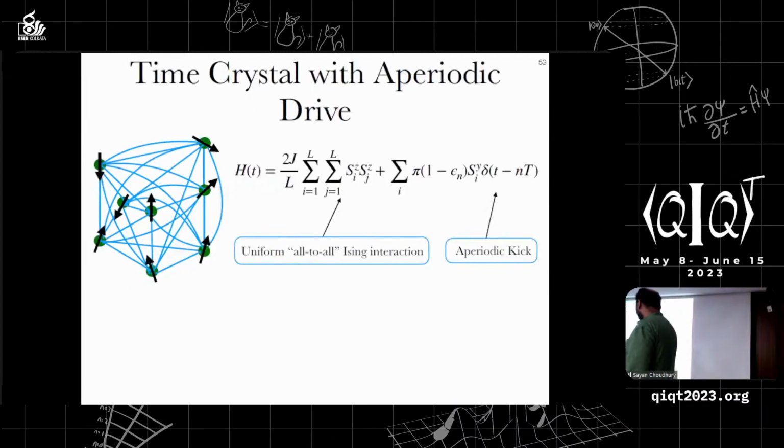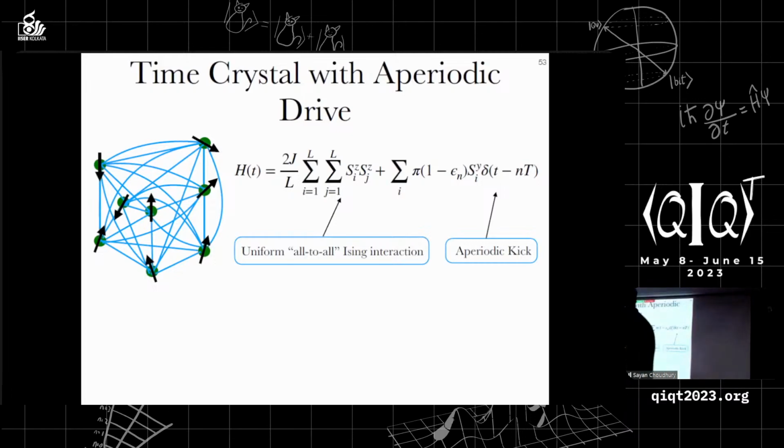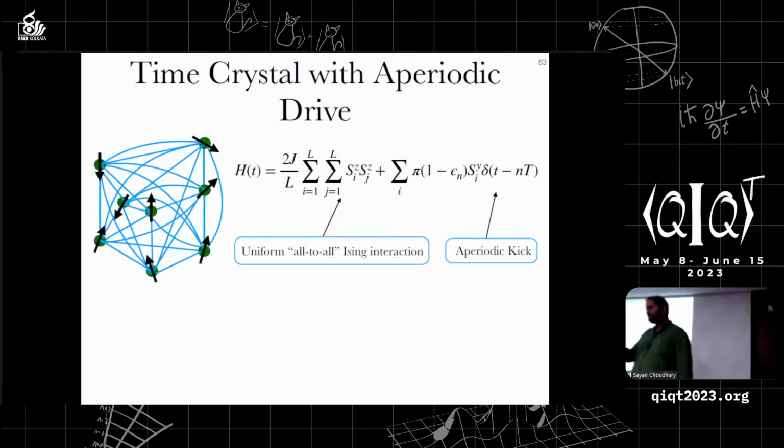The model is the same, and now I have normalized this properly, which I forgot to do last time. You have uniform all-to-all interactions, and you give it a kick which is aperiodic. I'm using a very specific form of aperiodic kick: you have these epsilons, which you are globally kicking, but let's say these epsilons were chosen randomly. What happens to the system then? Now, T is fixed here, so we can play around with that as well.